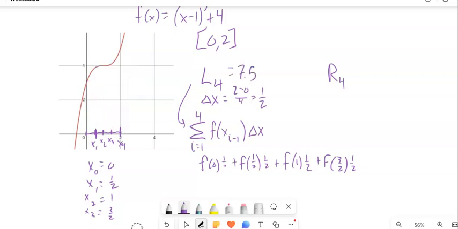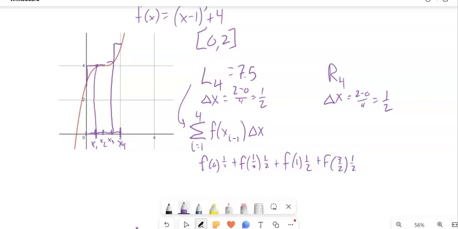Right hand, same basic idea in the sense that my change in x, my base, since it's 4, is the same, right? That's a distance of 2 divided by 4. So my change in x is 1/2. But since it's the right-hand side, my first height happens here at x1. Then my next one's at x2, my next one's at x3. My last one's at x4. And you can tell that this one is probably going to overestimate it.